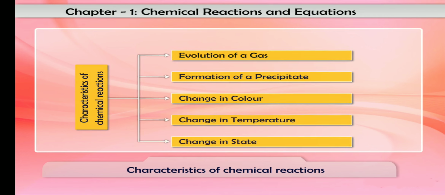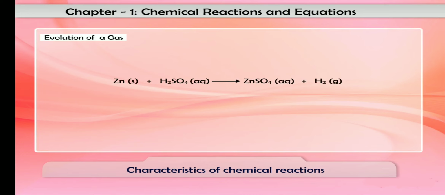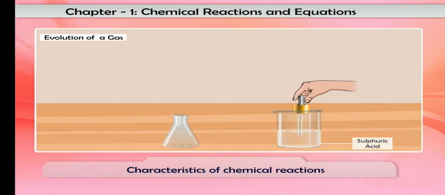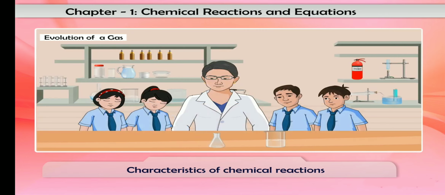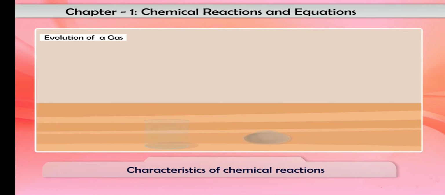Evolution of a gas. We can characterize some chemical reactions by the evolution of a gas. Let us understand this with the help of a few examples. 1. When zinc granules react with dilute sulfuric acid, bubbles of hydrogen gas are produced. 2. When dilute hydrochloric acid is poured over sodium carbonate in a beaker, carbon dioxide gas is evolved.